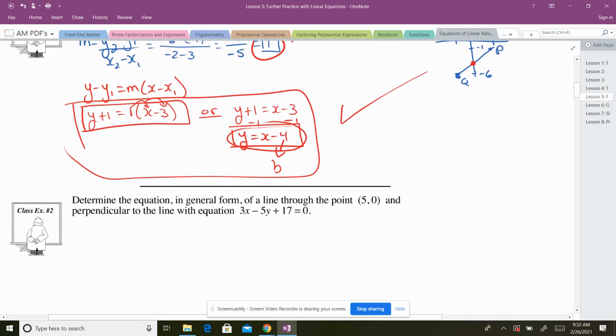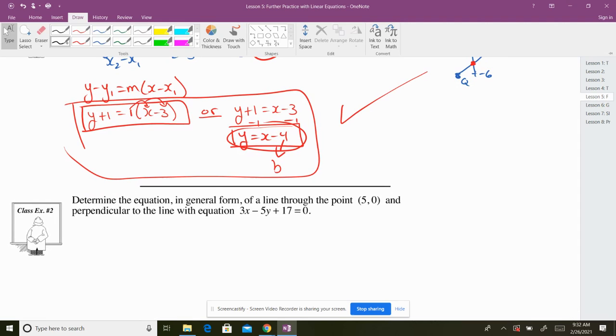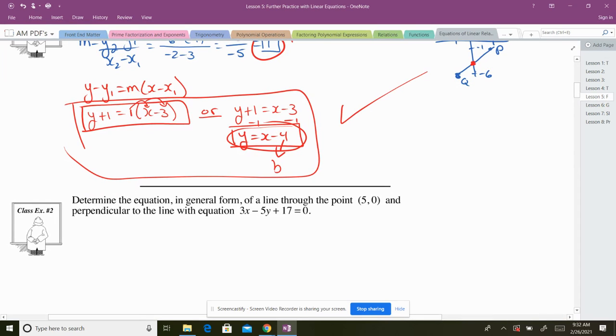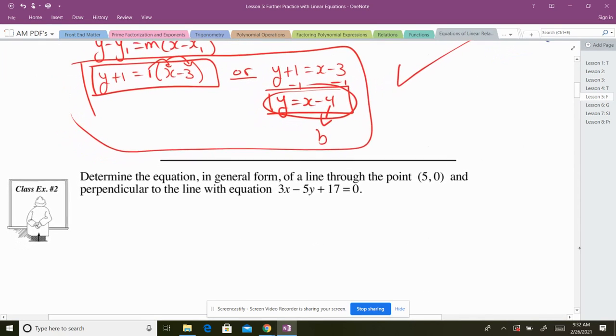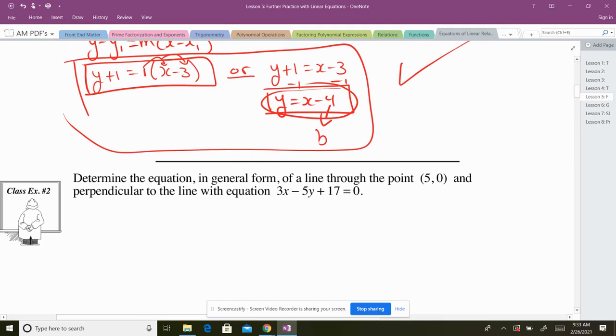Here we go. Next one. Determine the equation in general form of a line that goes through this point and is perpendicular to the line with this equation. As soon as you see the word perpendicular, what is that yelling at you for? Yeah, and a negative. So we got to find the slope first, okay? This is saying find slope.